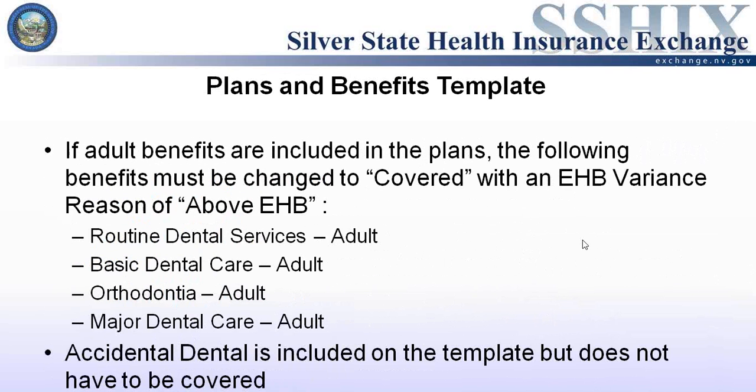We do not want carriers to add any additional benefit rows. So you'll have to work with those already built in broad dental categories. For those family plans that have adult benefits, then go ahead and mark those broad categories as covered. Accidental dental is a benefit row that's included, but does not have to be covered. I don't think any of our carriers are covering that. If you choose to cover that as an optional benefit, then you could indicate covered for that benefit as well.